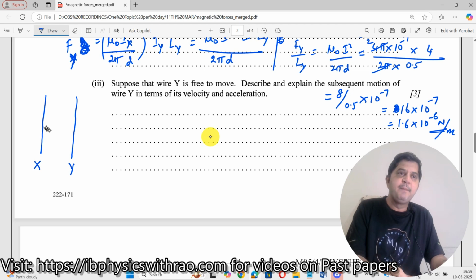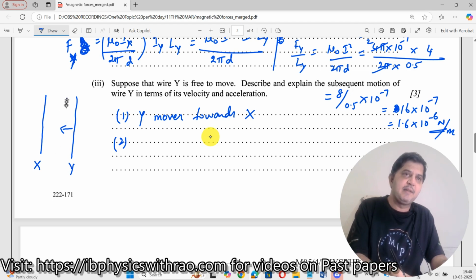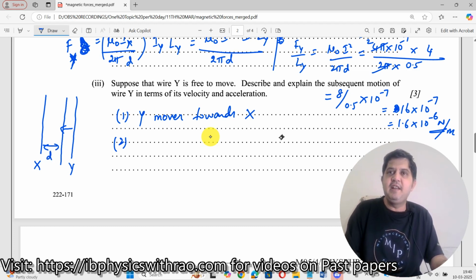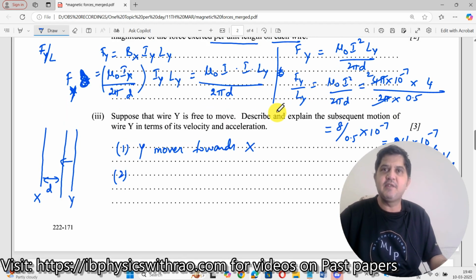So what will happen? This is now introducing a force over here. It is now trying to grab this like this. Now it comes like this. The first thing that happens is Y moves towards X. The second thing: as it comes over here, the value of d is decreasing, right? So earlier this was d, and now the value of d is decreasing. When the value of d decreases, let us look at what the force is over here.